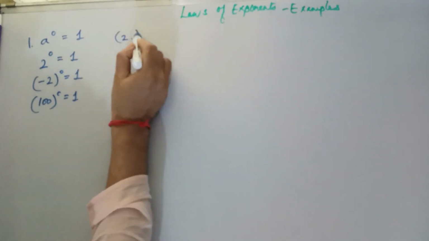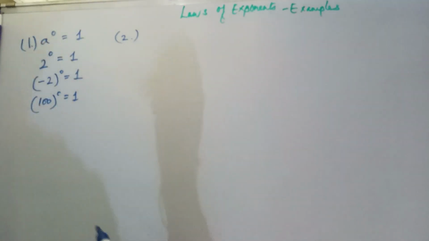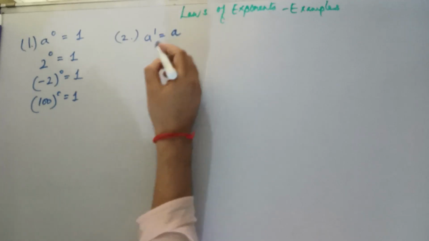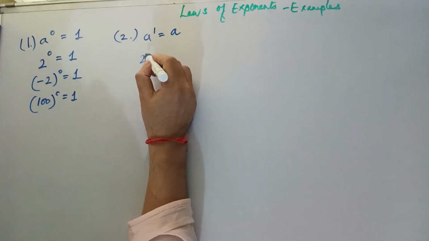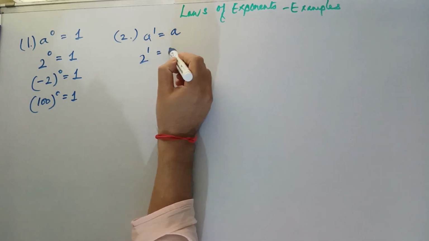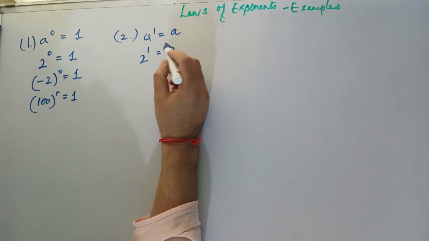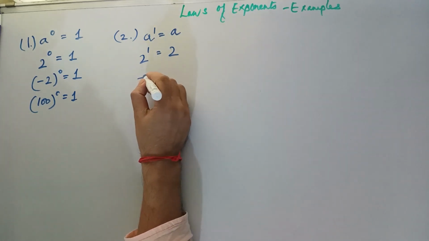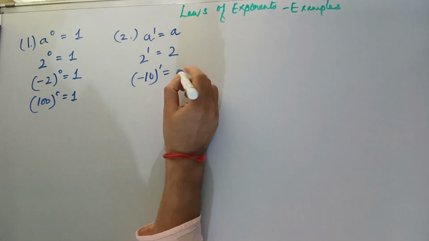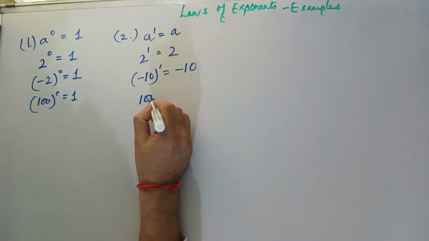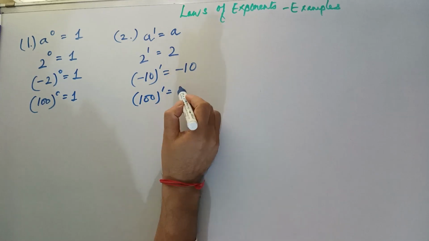The second law was a raised to 1 is equal to a. That means if you have a base 2, 2 to the power of 1 will be the number itself. Anything to the power of 1 will be the number itself. So minus 10 to the power of 1 will be equal to minus 10, or 100 to the power of 1 will be equal to 100.